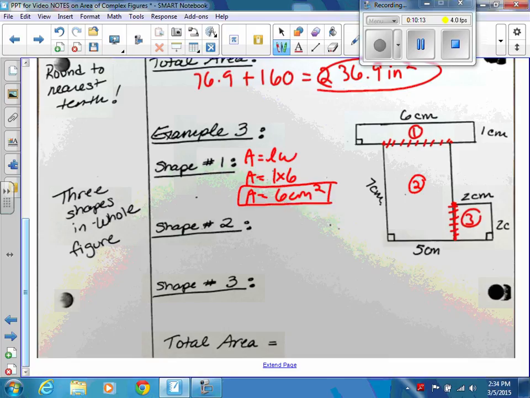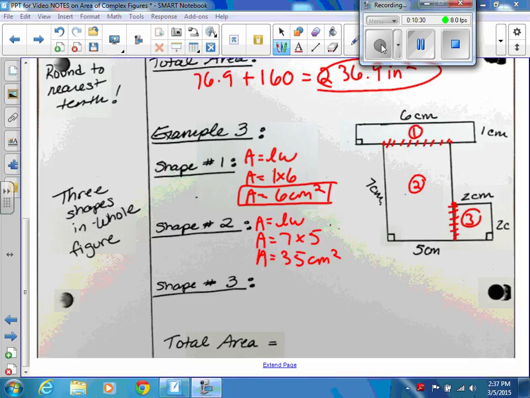My second one, again, area is equal to length times width. So area is equal to 7 times 5. And that means that area is equal to 35 centimeters squared. Okay, so there's my answer for shape 2.